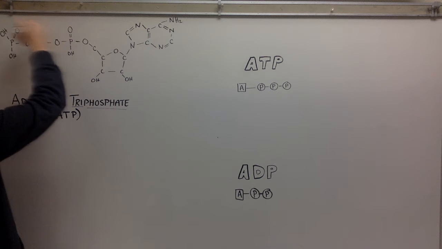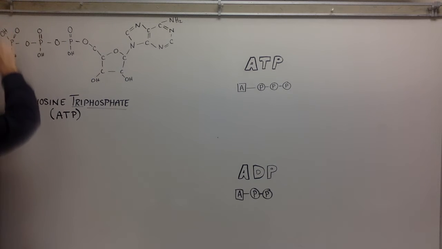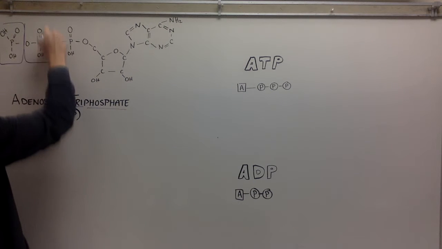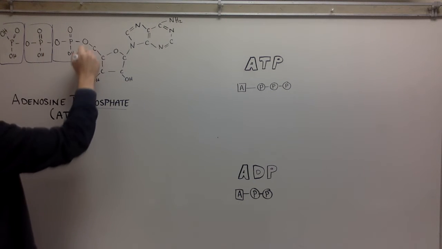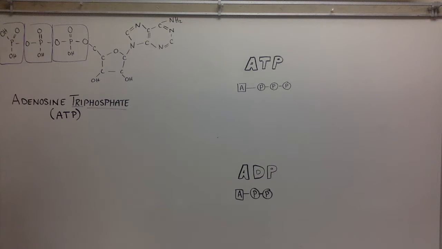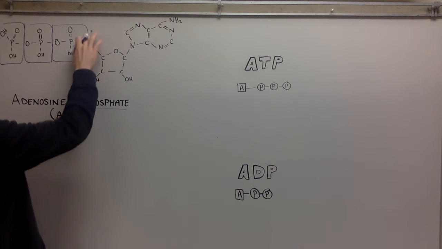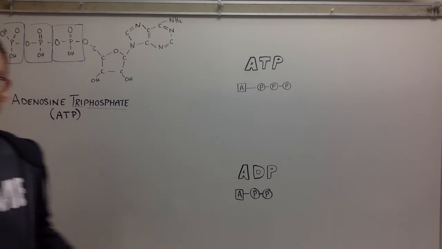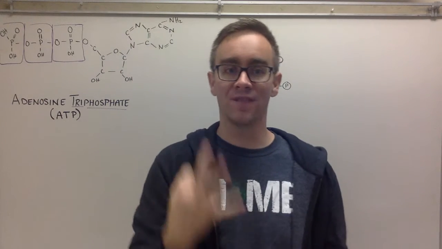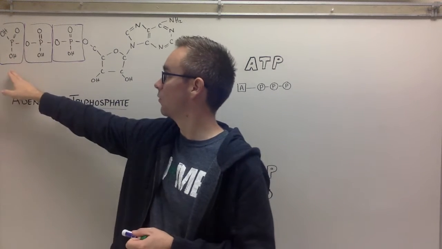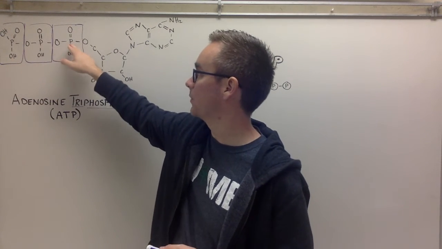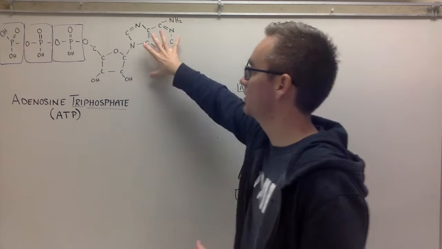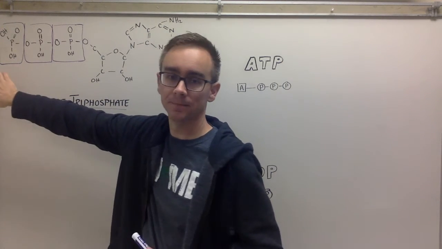Here is one phosphate group. Two phosphate groups, three phosphate groups. We have three phosphate groups, triphosphate. It's phosphate because that P is for phosphorus, that atom phosphorus. So we have adenosine triphosphate.